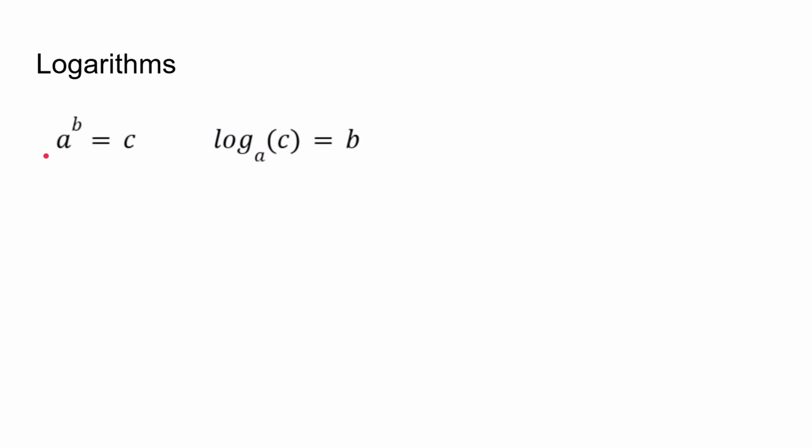If you have an exponent where a to the b is equal to c, that means that log base a of c is equal to b. So if this is true, then this is also true. And if this is true, then this is also true. So the way you would say it is, if you see something like this, you'd say log base a of b. For example, log base 2 of 8 is equal to 3, because 2 to the power of 3 gives you 8.